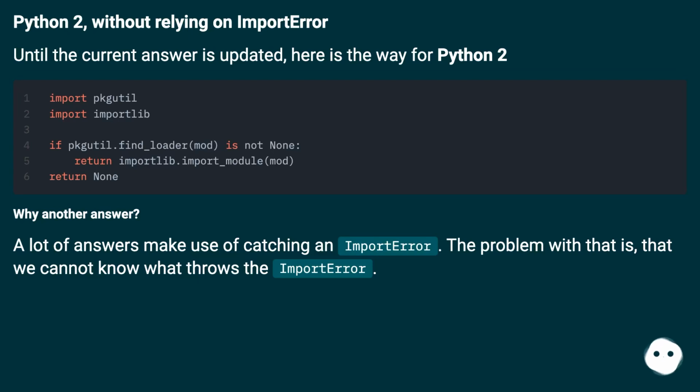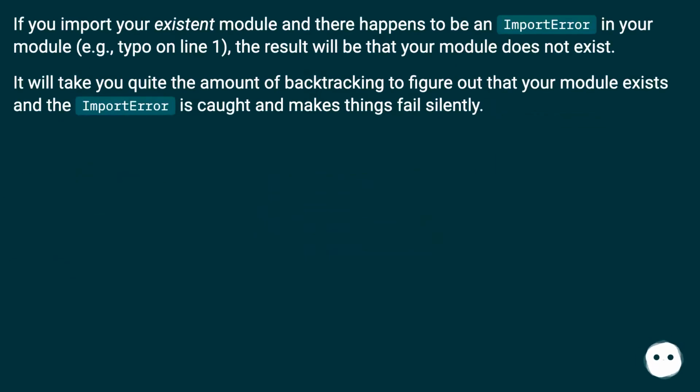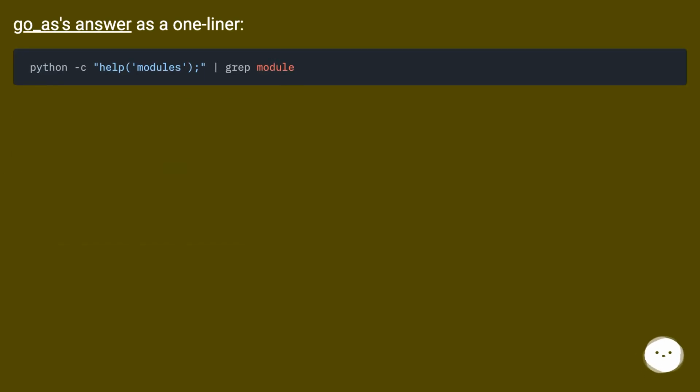Why another answer? A lot of answers make use of catching an ImportError. The problem with that is that we cannot know what throws the ImportError. If you import your existent module and there happens to be an ImportError in your module, e.g., a typo on line 1, the result will be that your module does not exist. It will take you quite the amount of backtracking to figure out that your module exists and the ImportError is caught and makes things fail silently. Go_as's answer as a one-liner.